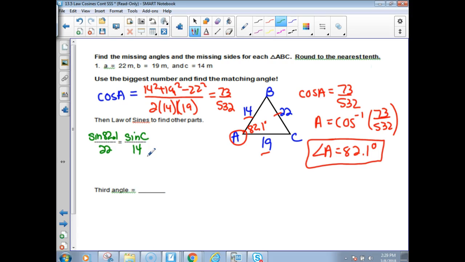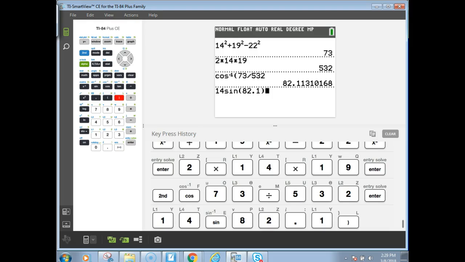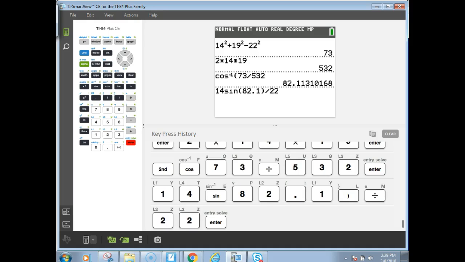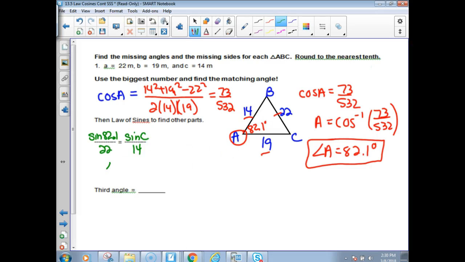Cross multiply, and I'll go ahead and type it. 14 sine 82.1. Close that up. I forgot what I'm dividing by. 22. Okay. And then I need to do second sine of that answer. 39.1 degrees. So angle C equals 39.1 degrees.